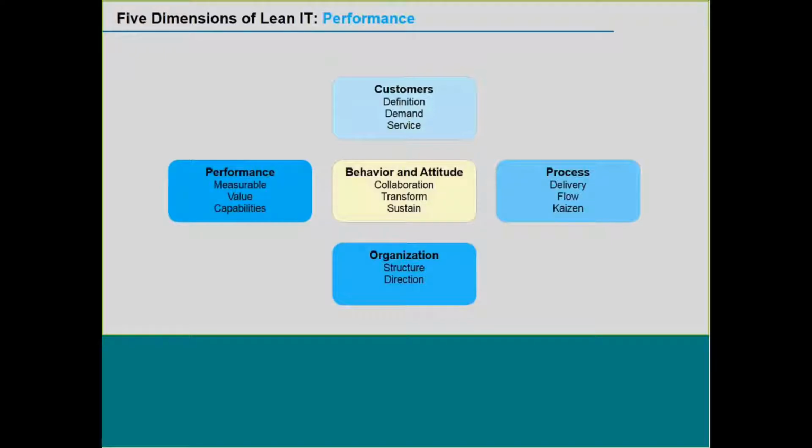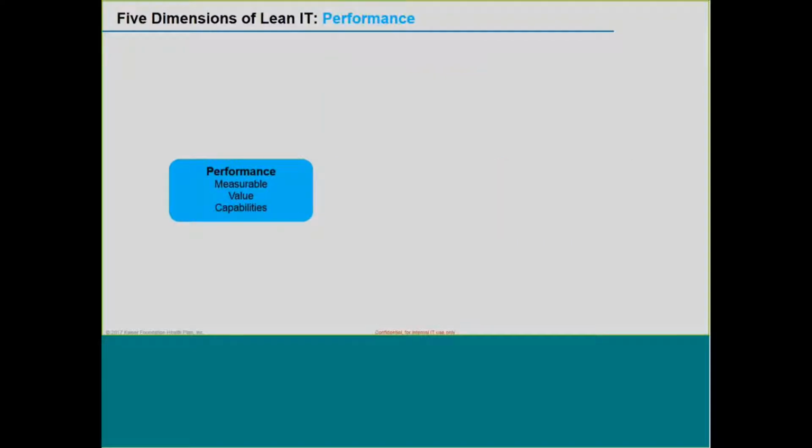Over the course of studying the 5 dimensions of Lean IT, we have covered customers, process, organization. Today we will be reviewing performance, and we will finish up with behavior and attitude in the next section.